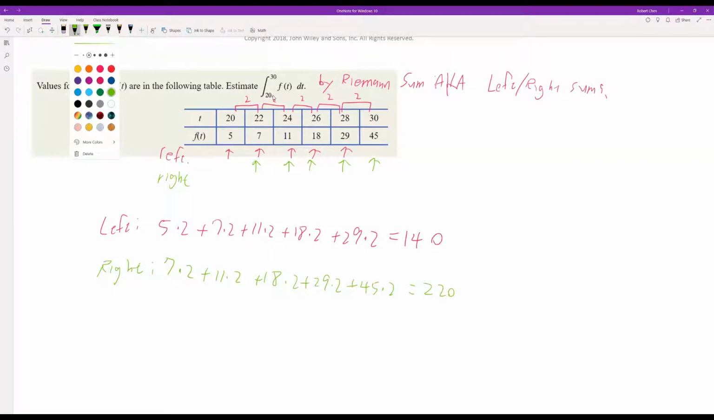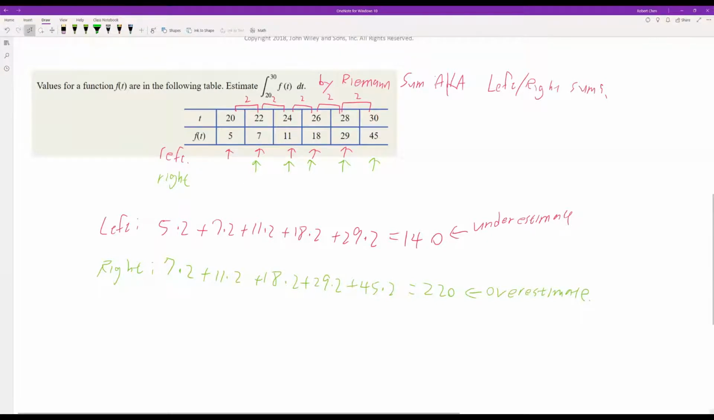In this case, since our function is increasing, you can see that the left-hand sum is lower than the right-hand sum. So that will be an underestimate, and the 220, which is the value we found using the right-hand sum, will be the overestimate. These are two estimations for the integral. Of course, we can find the average by adding these two, 140 plus 220, divided by 2, which will give you 180.